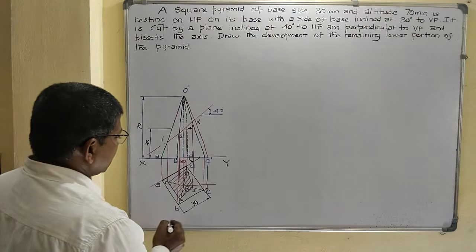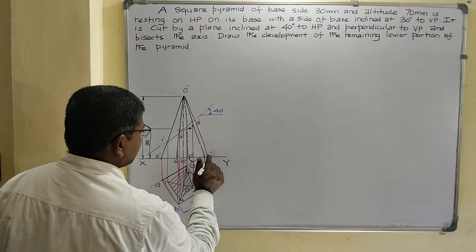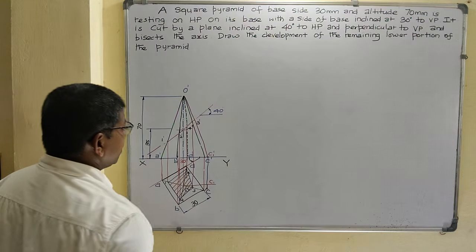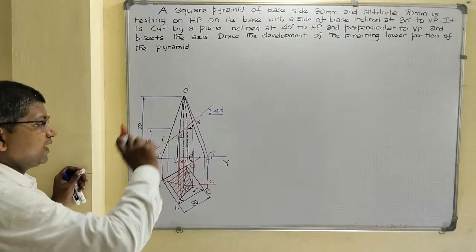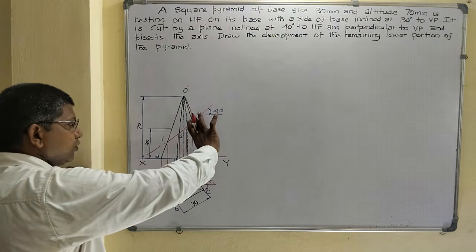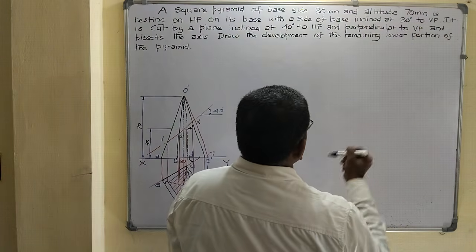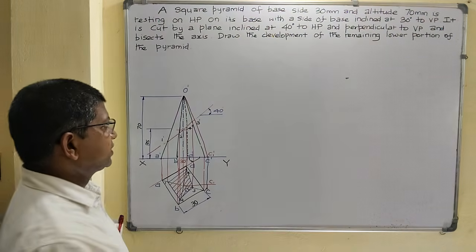Now give the name to this point C1 dash. Already C dash is there, so give another name. Now this O dash C1 dash is the true slant edge. Measure the O dash to C1 dash distance as radius. Draw one radial line here. Mark any one point on the right side as O.